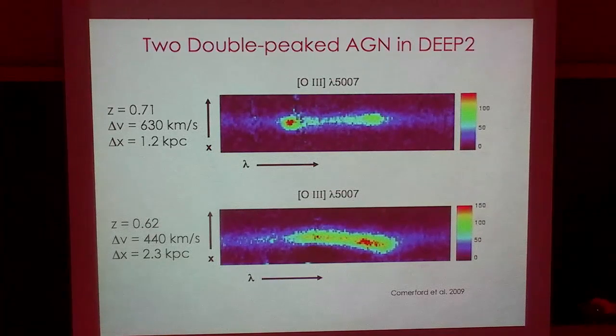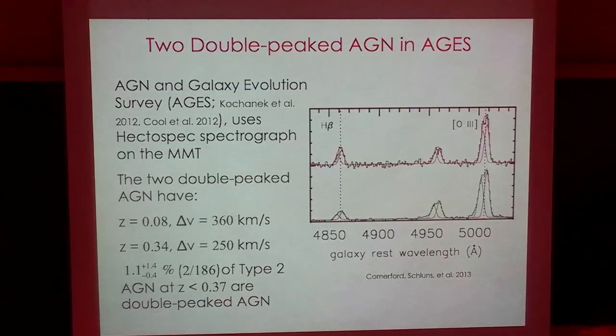We also took this double peak technique and applied it to the AGES survey. There we found two double-peaked AGN. These are at more moderate redshifts. The median redshift for AGES was 0.25. And we're finding that 1% of the type 2 AGN are double-peaked. With DEEP2, it was 2%, so roughly the same. So if we're looking for spectroscopic signatures that are extremely rare, with only 1 or 2% of AGN showing these double peaks, then to build up a large sample, we really want a really big spectroscopic survey to go through and do this with.